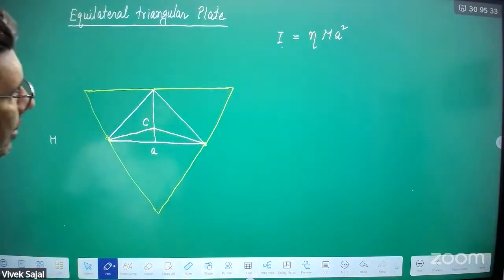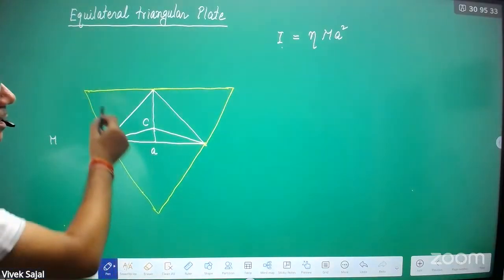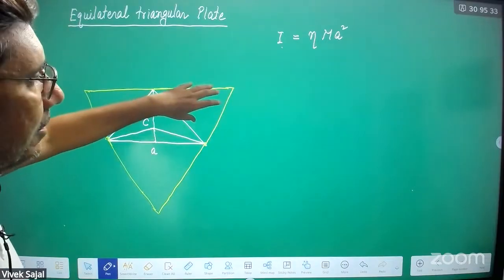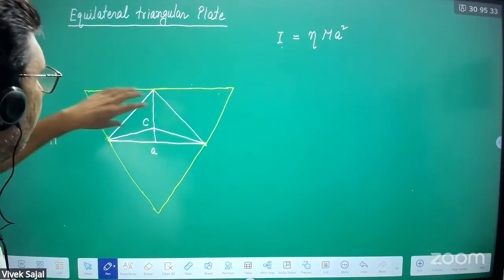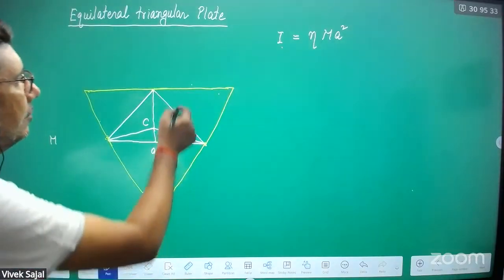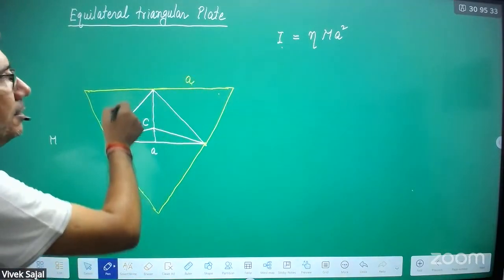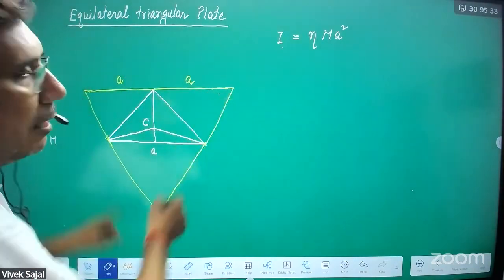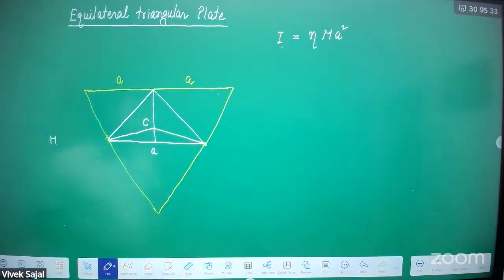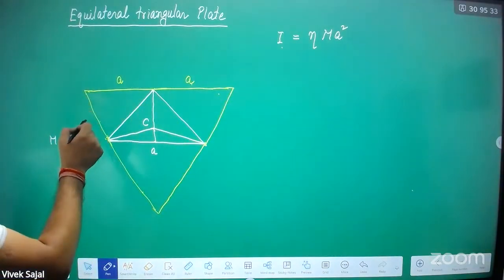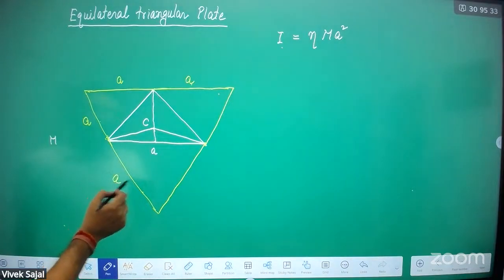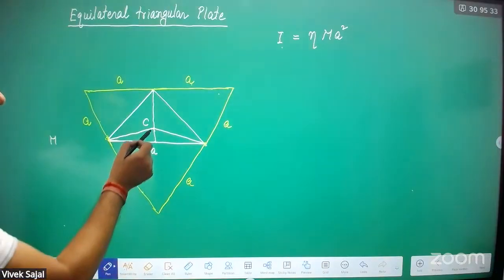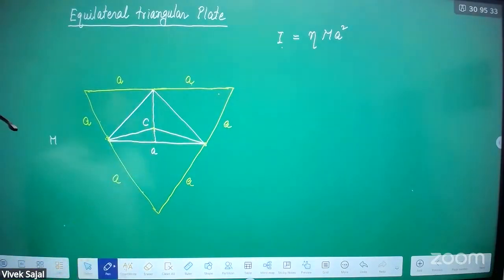ठीक है, मुझे ठीक से बना नहीं, but try to understand what I do. I will create this type of picture by placing identical equilateral triangular plates. Now, can you tell me what will be this side? That will be A. This will be A. So this side is 2A. If you look at this larger picture, this is also an equilateral triangle. So what will be its side? That will be 2A. And this point will be the center of mass of this.